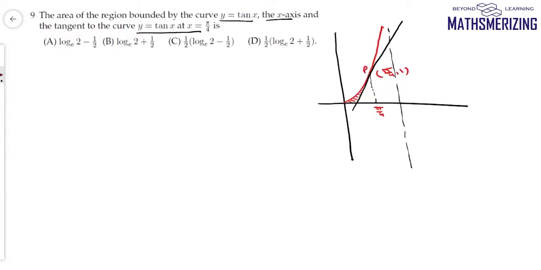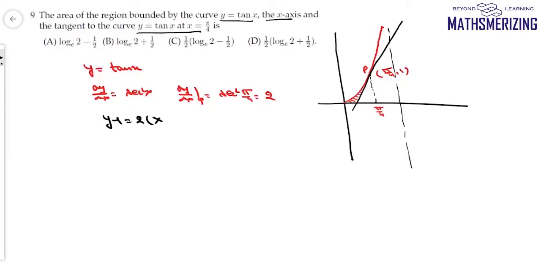So y is tan x. What's dy by dx? dy by dx is simply secant square x. So dy by dx at this point P will be secant square pi by 4, and that will be 2. So the equation of this tangent will be y minus 1 equals 2 into x minus pi by 4. So the equation of this line is y equals 2x minus pi by 2 plus 1.